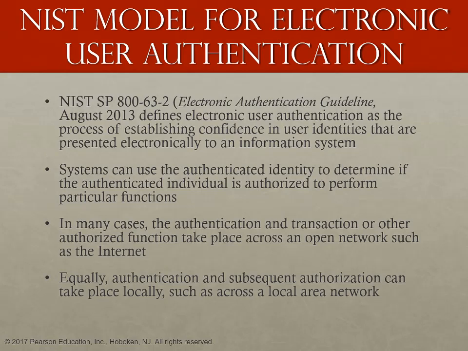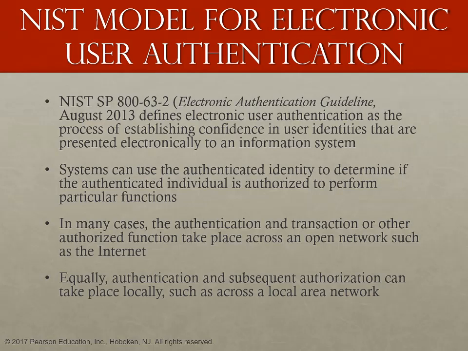NIST model for electronic user authentication. NIST SP 800-63-2, Electronic Authentication Guideline, defines electronic user authentication as the process of establishing confidence in user identities that are presented electronically to an information system. Systems can use the authenticated identity to determine if the authenticated individual is authorized to perform particular functions, such as database transactions or access to system resources.